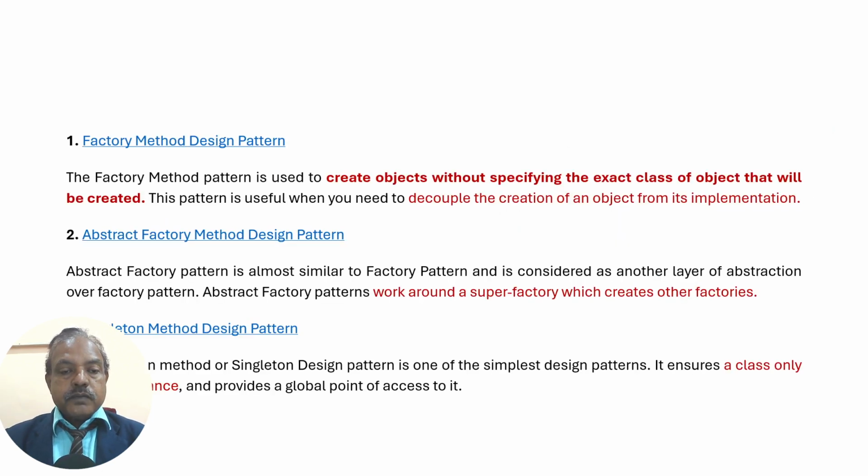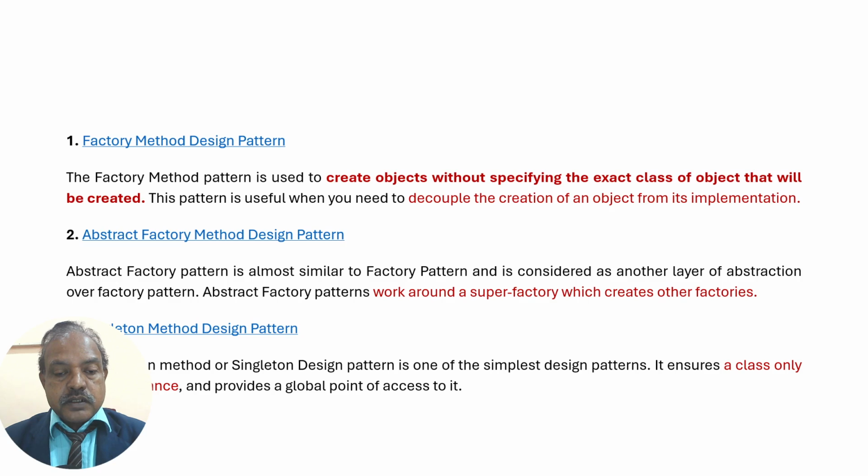Then the factory method design pattern. The factory method pattern is used to create objects without specifying the exact class of object that will be created. So we are starting with the factory method design pattern. What is it telling? Here, it creates objects without specifying the exact class of object that will be created, without knowing the classes, it starts creating the object. So this pattern is useful when you need to decouple the creation of an object from its implementation. When I want to decouple the creation of an object from the implementation, in that case we go for this factory method design pattern.